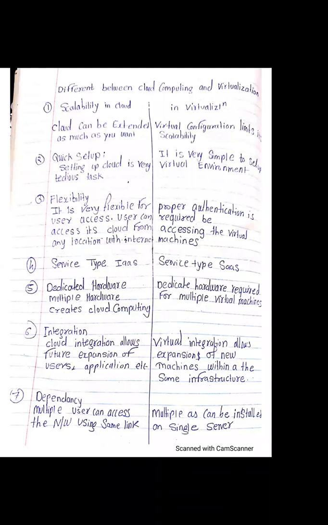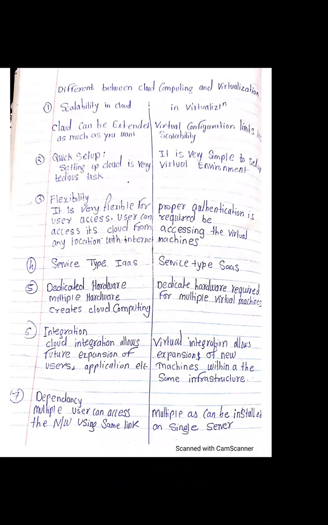Here, the first one is scalability in cloud computing. One part is the cloud differentiation, and another part is the virtualization differentiation. Scalability, quick setup, flexibility, service type, dedicated hardware, integration, and dependency are the main points of this difference.